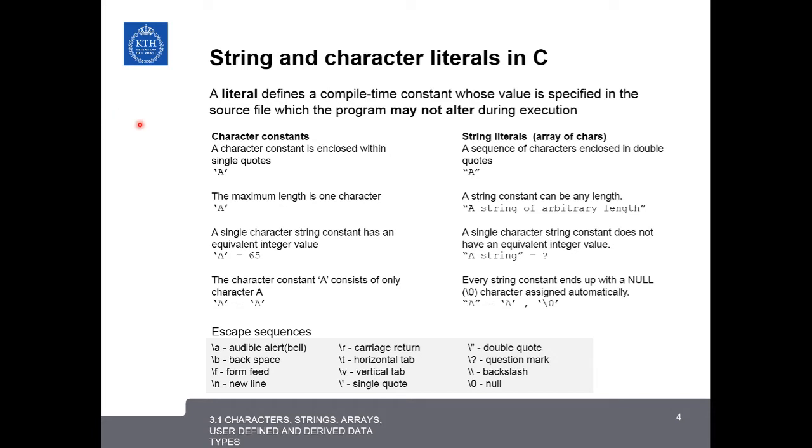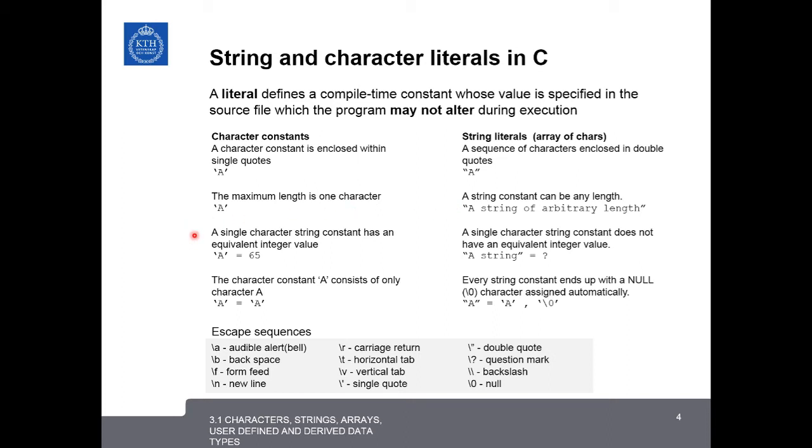Let's compare quickly the difference between a character literal, or a character constant, and a string literal, or a string constant. First, a character constant is enclosed within single quotes, and it has a maximum length of 1. In contrast, a string literal, or an array of characters, is a sequence of characters enclosed in double quotes. It can just be "A" with the double quotes, or it can be a string of arbitrary length.